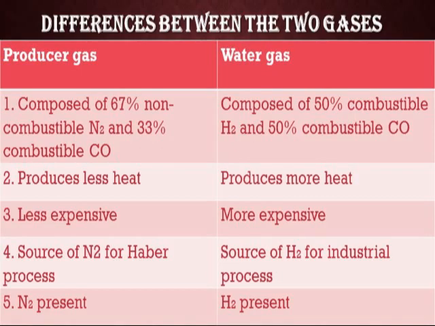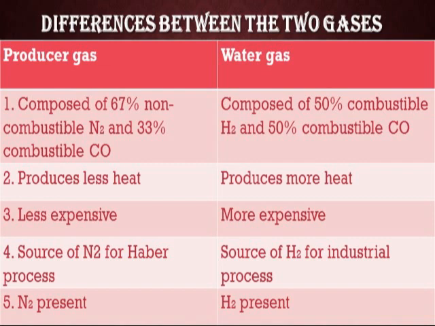Let's also consider the differences between them, producer gas and water gas. Now, producer gas is composed of 67% non-combustible nitrogen gas and 33% combustible carbon monoxide, while water gas is composed of 50% combustible hydrogen gas and 50% combustible carbon monoxide.